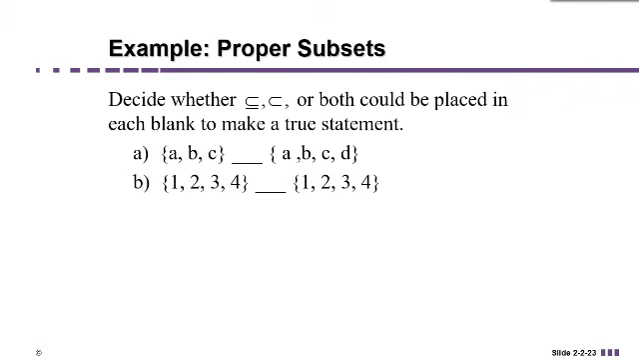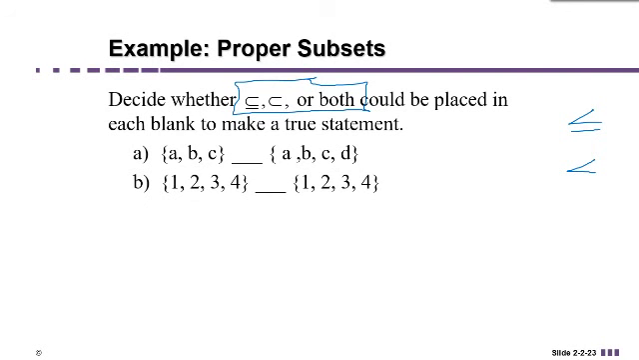There are going to be problems in your homework and on your tests where you're asked to decide if it's a subset, a proper subset, or both. I want you to think of the analogy to the less than or equal to and the less than. All that line under the subset symbol means is or equal to. Notice that in this problem, we have only 3 options for what they want us to fill in the blank. Equal to is not one of them. So we have to decide which of these applies.